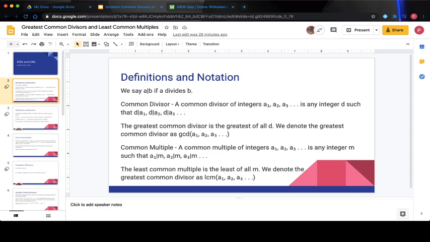This is typically denoted as GCD, and then within parentheses, the numbers we want the greatest common divisor of. A common multiple is similarly a multiple of all the numbers, and the least common multiple is the least of all the common multiples of the set of numbers that we want.